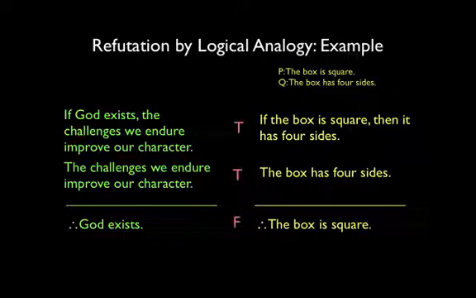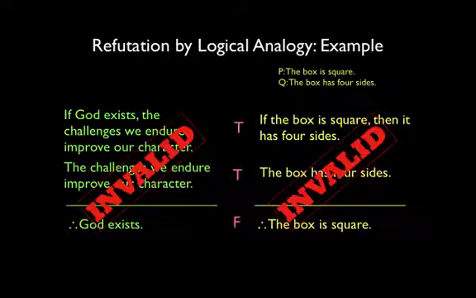Our reasoning about the box seems uncontroversially mistaken. Yet it uses the same pattern of reasoning as the argument about the existence of God. So, we can conclude that the reasoning in the argument about the existence of God is mistaken. Both arguments are invalid arguments.